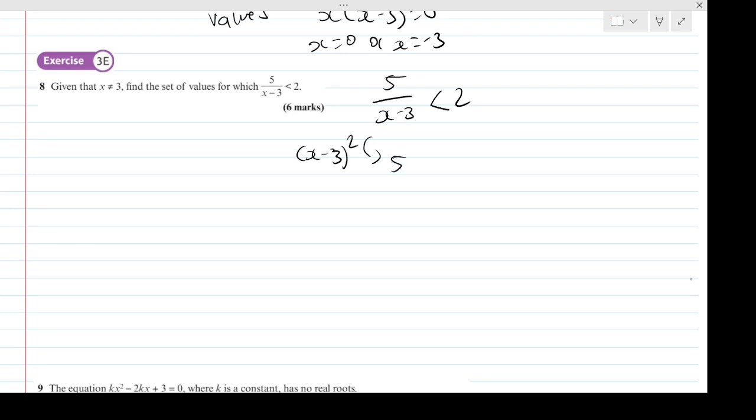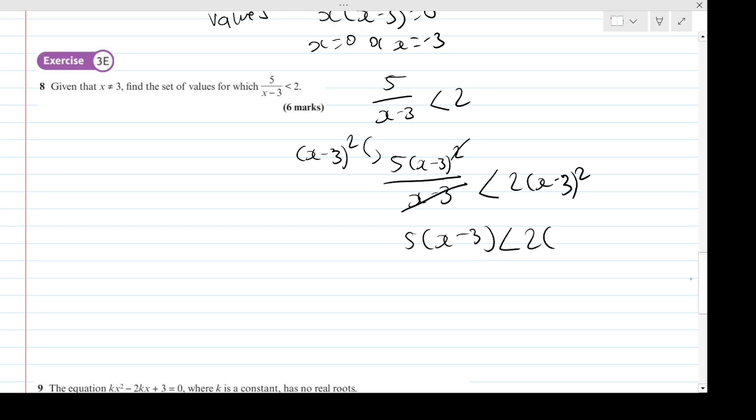So then 5 x minus 3 squared over x minus 3 equals 2 lots of x minus 3 all squared. Well, what I notice is these are 2 lots of x minus 3 here, so one of them will cancel with that. So I'm simply left with 5 lots of x minus 3, but it's not equal to, it's less than 2 of x minus 3 all squared. So that's what I've done there, right? So times by the denominator like you'd normally do with a fraction equation.